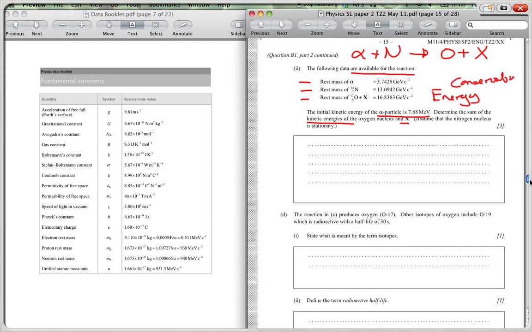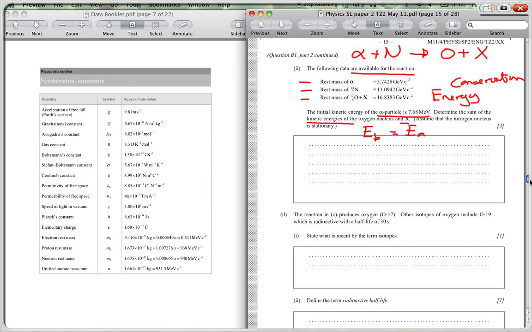The energy before must equal the energy after. E before must equal the E after. But remember that your mass and your kinetic energy are all parts of that energy. So you need to combine both on either side.